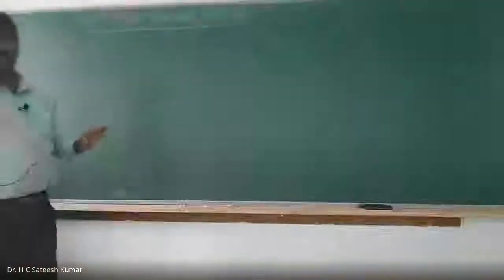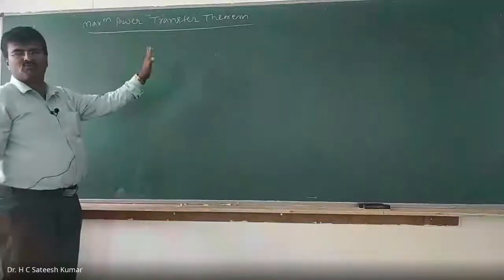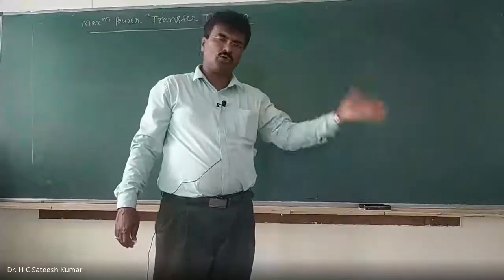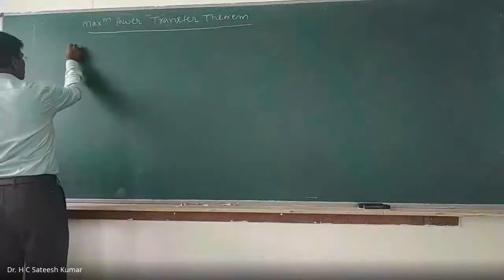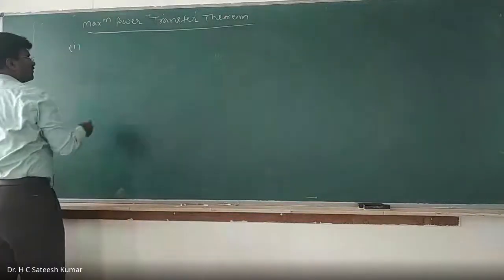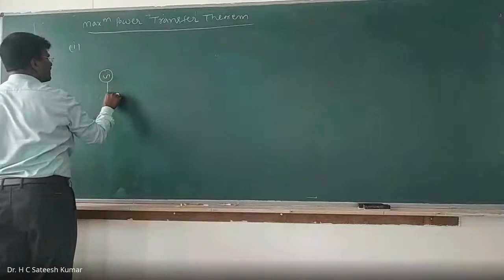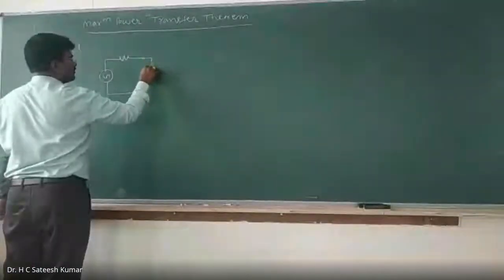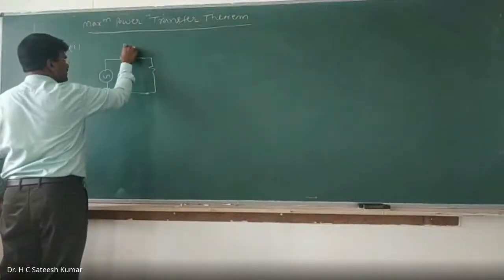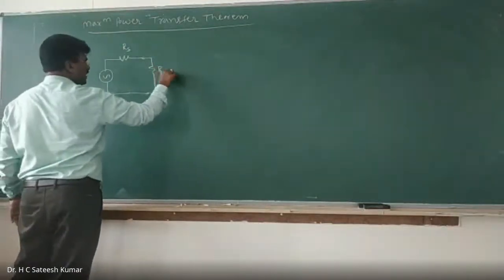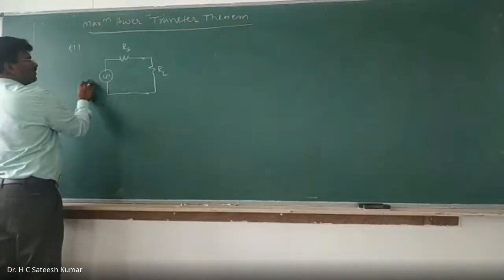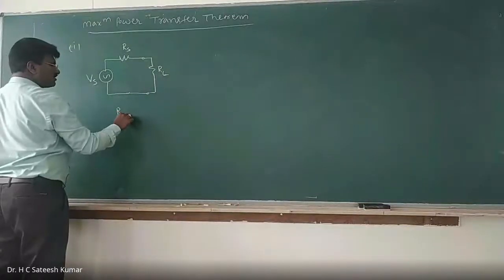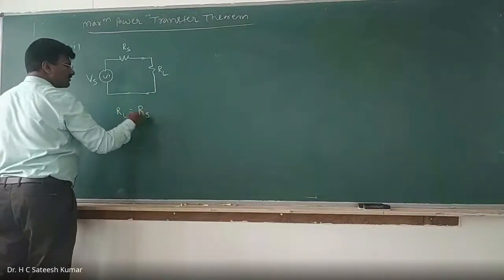As the name itself indicates, maximum power will be transferred from source to the load. Maximum power will be transferred from source to the load when, case number 1, let us say the circuit is like this. The source is having pure resistance and the load is also having pure resistance. This is the source resistance, we call it RS, and the load resistance we call it RL. Maximum power will be transferred from source to the load when the load resistance is equal to the source resistance. This is the one condition.